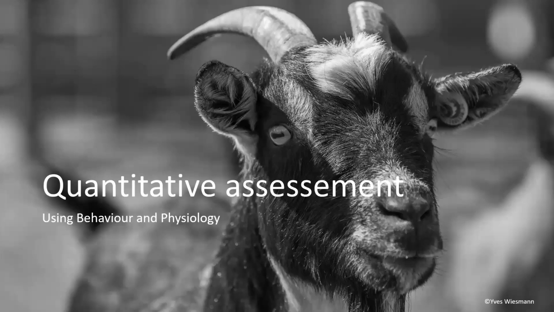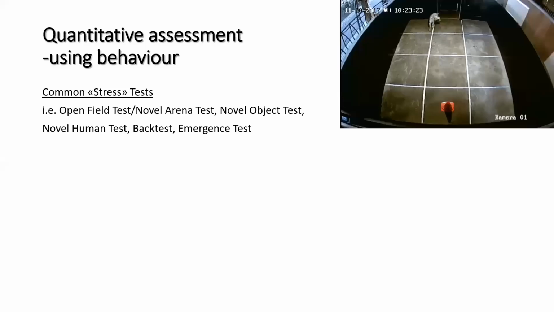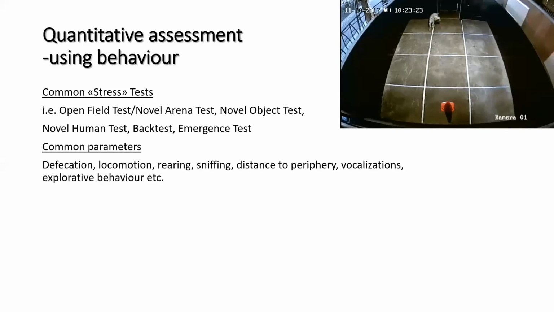So let's talk about quantitative assessment using behavior and physiology first. Quantitative assessment using behavior often makes use of common stress tests. Most of you will have either used them or heard of them. The common ones are the open field, or novel arena test, the novel object test, the novel human test, and back tests, just to name the most common. Common parameters assessed during these tests include defecation, locomotion, rearing, sniffing the ground, the distance to the walls, vocalizations, etc.